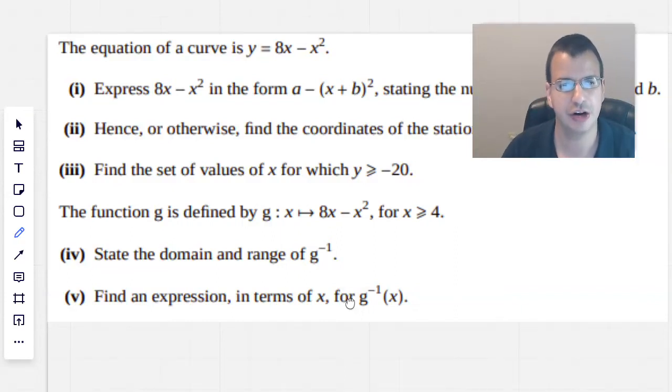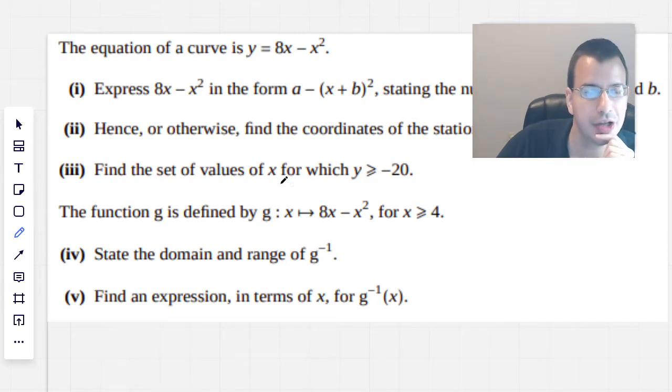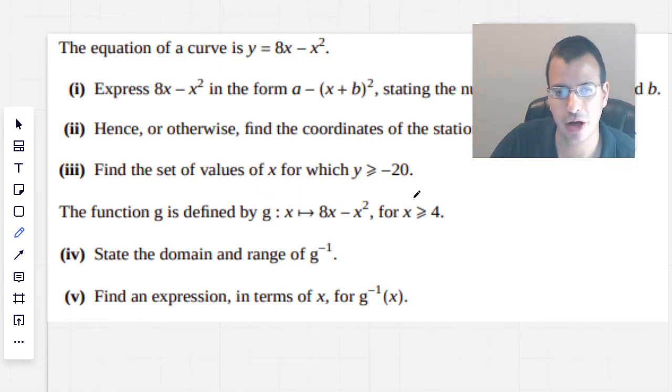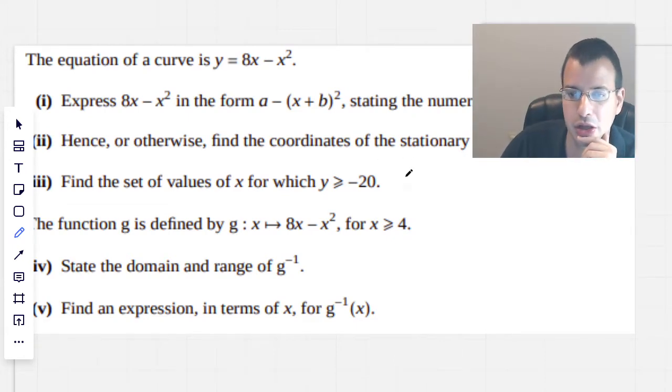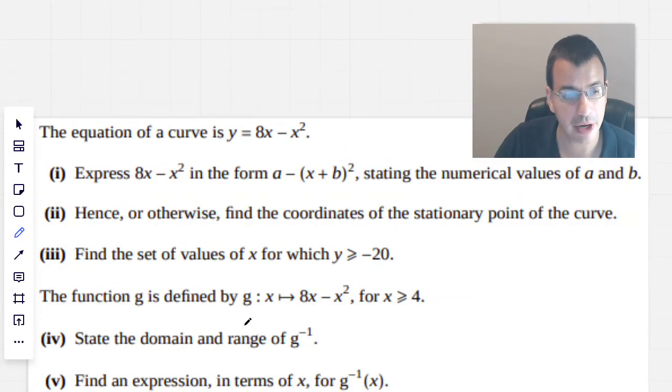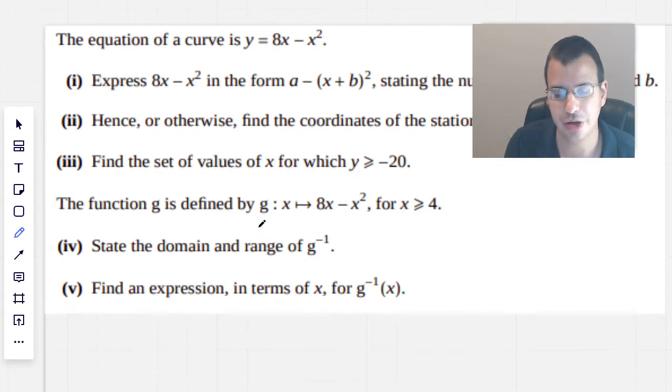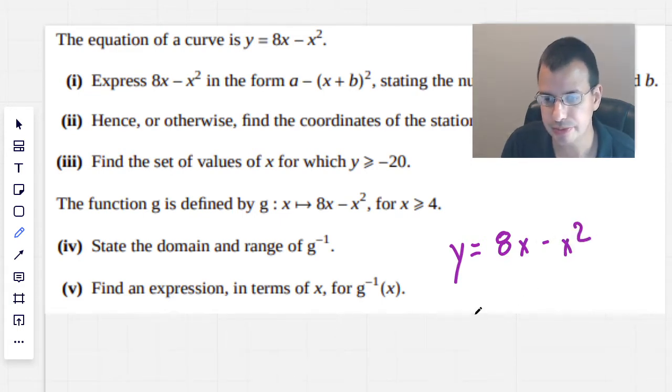Given the equation of a curve y equals 8x minus x squared, express 8x minus x squared in the form of a minus quantity x plus b squared, stating the numerical values for a and b. Okay, so first thing we're going to do is I'm just going to rewrite 8x minus x squared, and I'm just going to readjust this in ways I feel more comfortable.